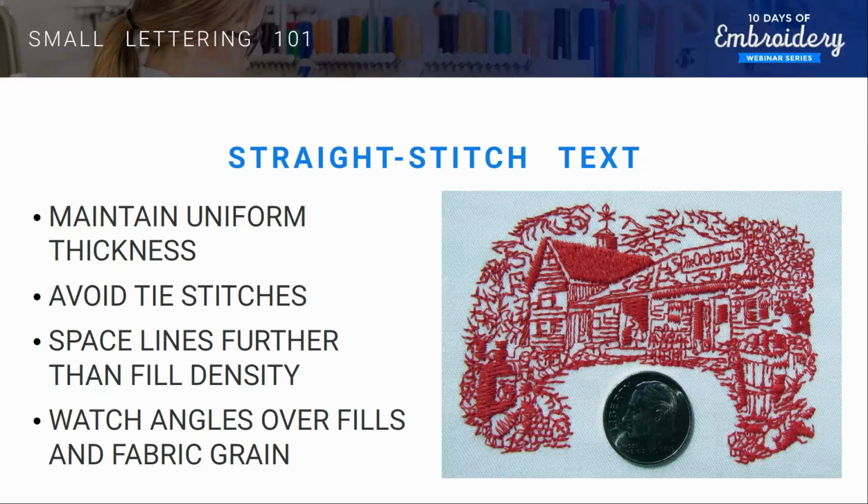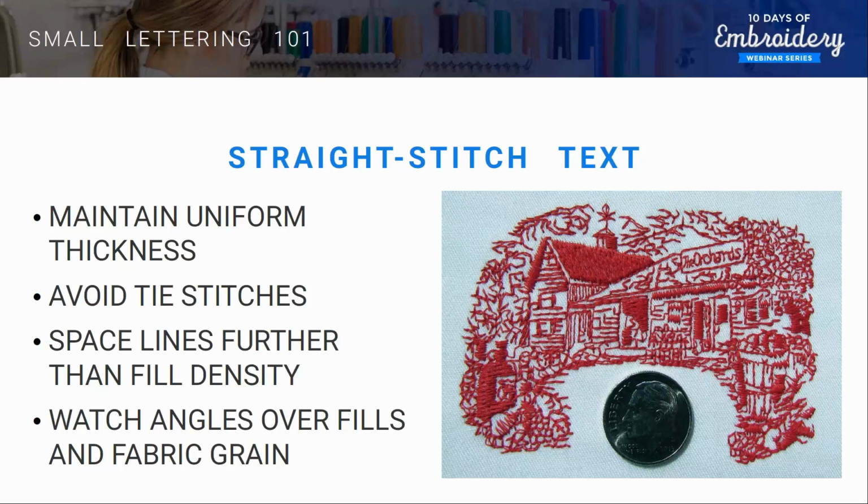Last thing on this page is that you want to watch angles over fills or fabric grain. What this means is when you're running the straight stitch lettering over a fill, you want to make sure, like I talked about with the ribbed or knit material that had a vertical grain, that your stitches don't land in the gaps. They're going to sink into the fill underneath them, especially at these really small sizes, and you're going to lose pieces of your letter.